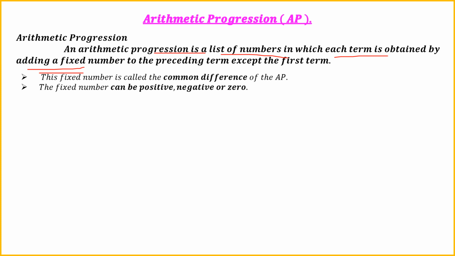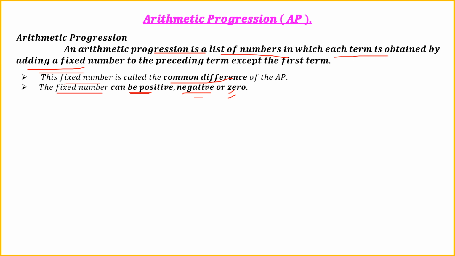In an arithmetic progression, a fixed number is added to the preceding number to get the succeeding number, where we call the fixed number the common difference. Yes, the common difference or the fixed number can be a positive number, or it can be a negative number, or it can even be a 0.